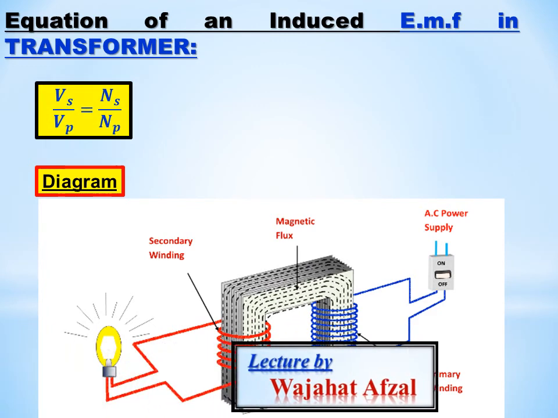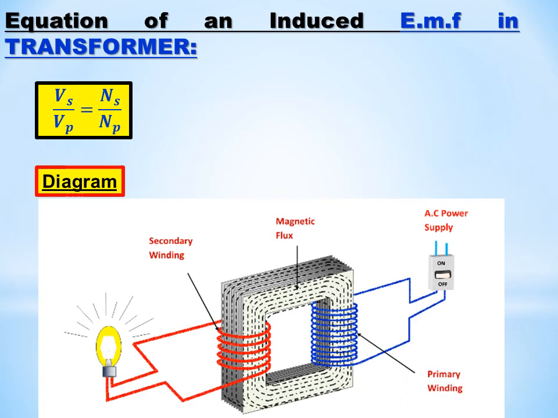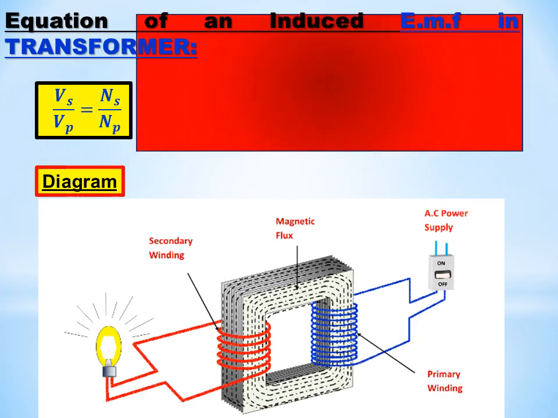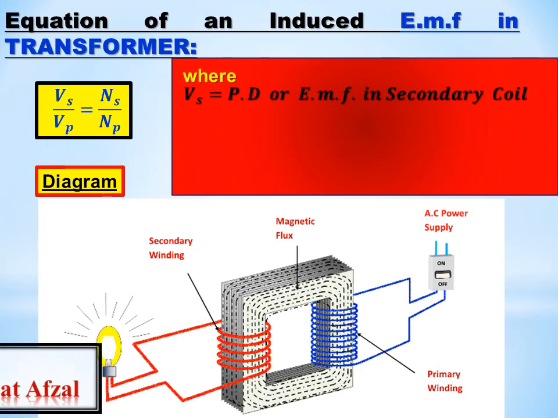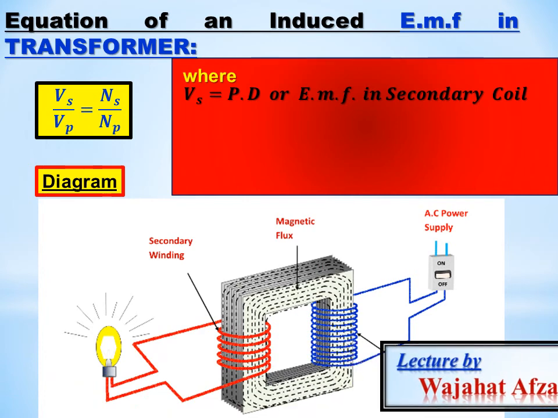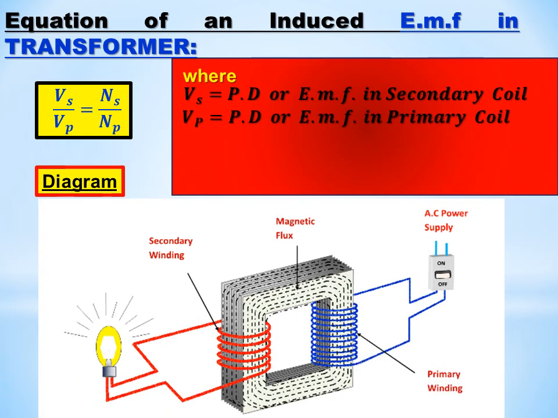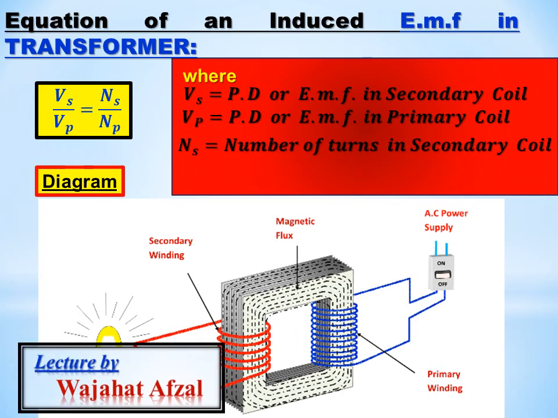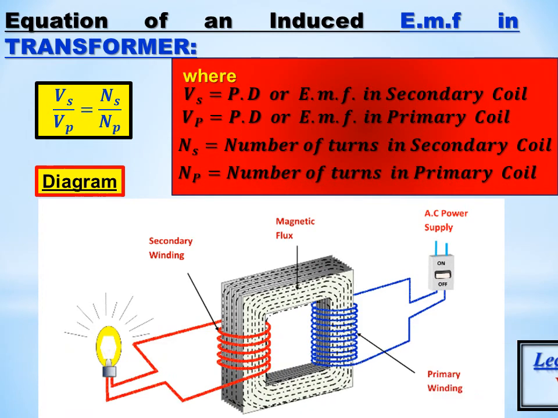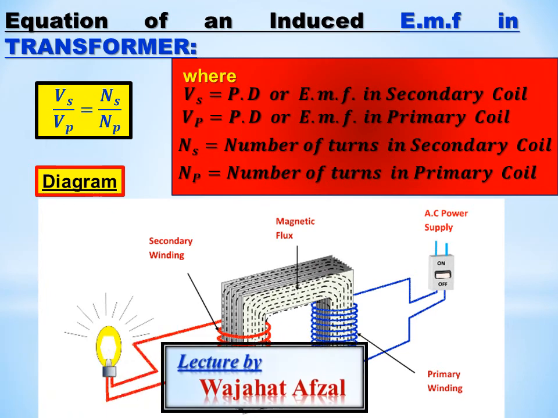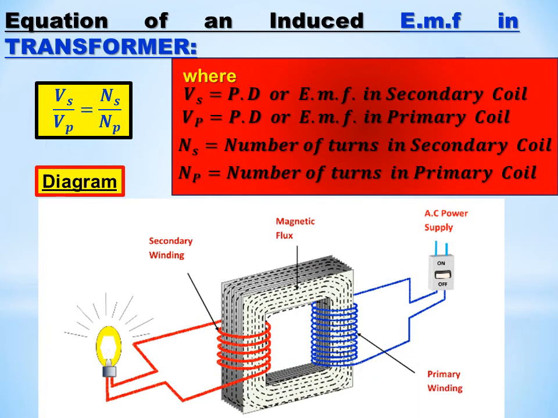So the equation of the induced EMF produced in the secondary coil, Vs upon Vp is equal to Ns upon Np, where Vs means potential difference or EMF produced in the secondary coil, and Vp means potential difference or EMF given in the primary coil. Ns means number of turns in the secondary coil, Np means number of turns in the primary coil. In the same fashion we have other variables, that is Ip and Is. Ip means the current flow in the primary coil and Is means current in the secondary coil.